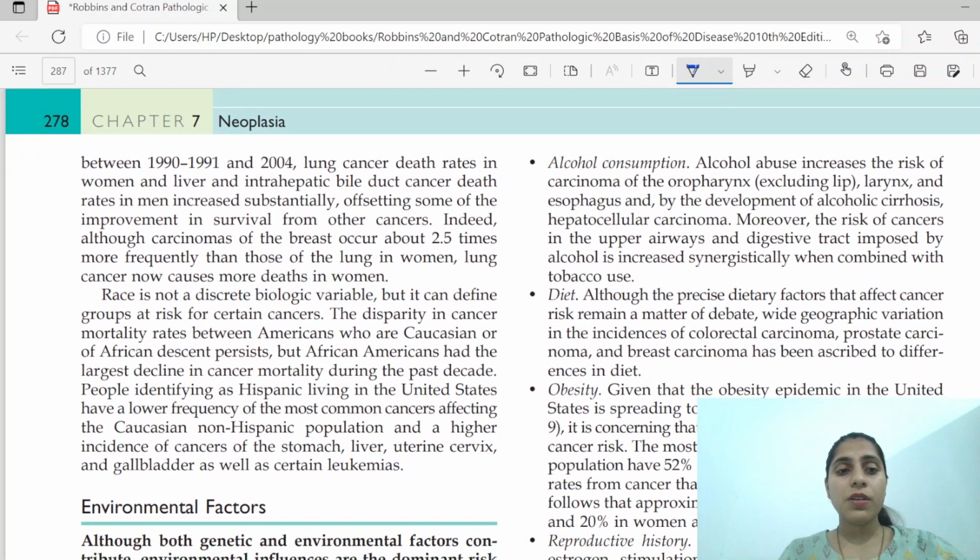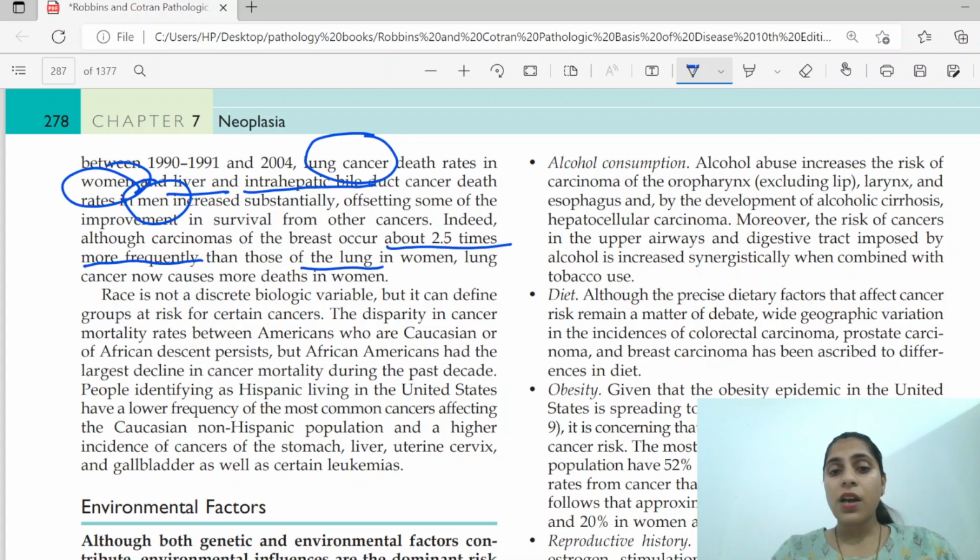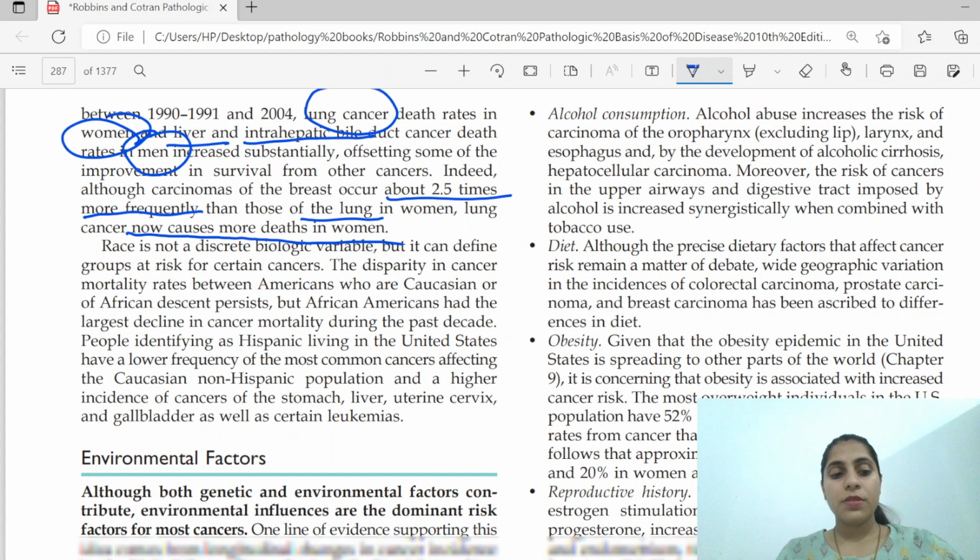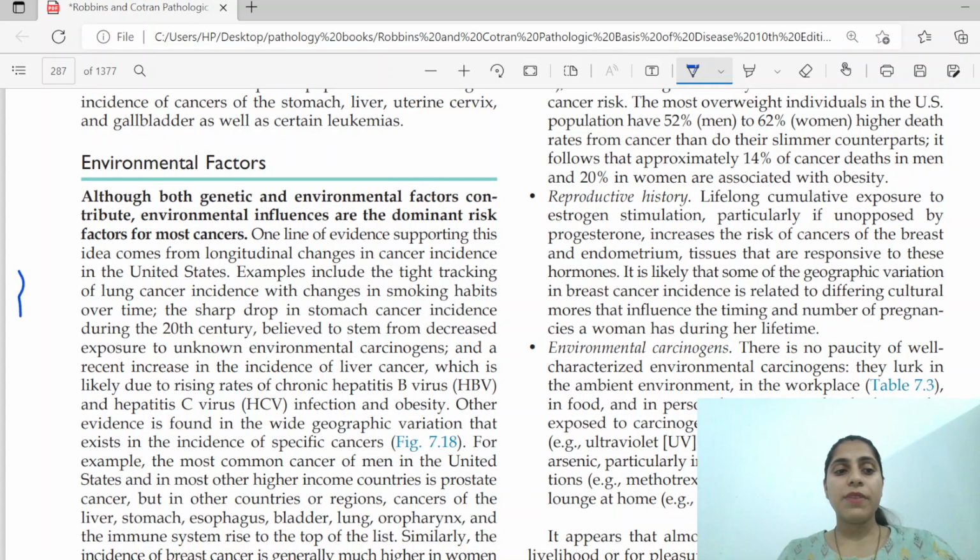In 2024, it has also been seen that the rate of lung cancer has been increasing very much in women as compared to men, and liver and intrahepatic bile duct carcinoma deaths are increasing in men. Although carcinoma of the breast occurs about 2.5 times more frequently than lung carcinoma, lung cancer now causes more deaths in women.